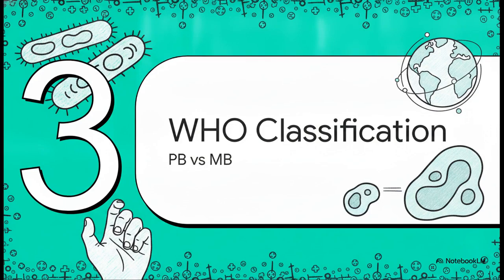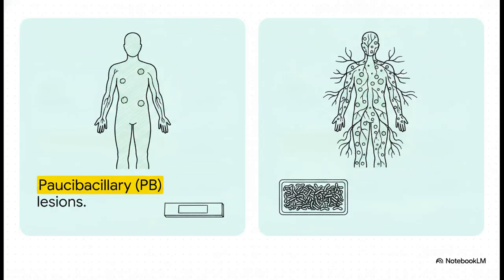Next up, Section 3, WHO's simplified classification. So all that immunology is great, but the World Health Organization essentially turned this into a strict numbers game for everyday practical treatment. You're either paucibacillary or multibacillary. Paucibacillary, or PB, means exactly 1 to 5 skin lesions, 0 to 1 nerve involved, and a totally negative slit skin smear. A good trick is to think P for a petite amount of bacteria.